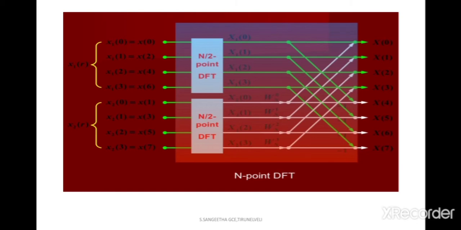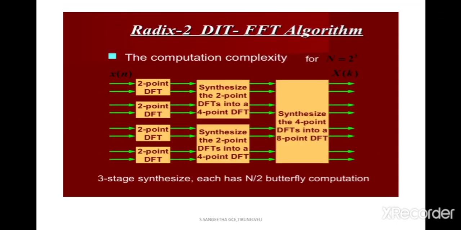So here we have computed the N-point DFT. Here we have x1 of r and x2 of r. For x1 of r we have 4 signals, that is x1 of 0, x1 of 1, x1 of 2 and x1 of 3. Also for x2 of r we have x2 of 0, x2 of 1, x2 of 2 and x2 of 3. Similarly we have computed the N-point DFT. So here we have the computation complexity for N equal to 2 to the power k.